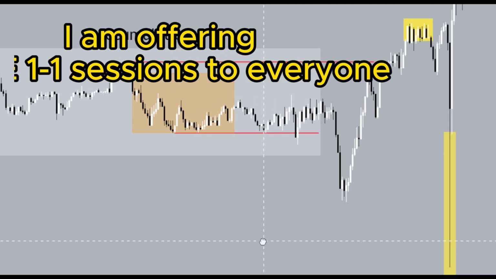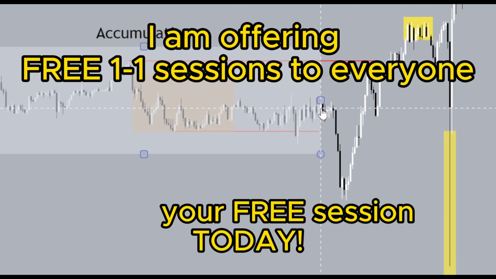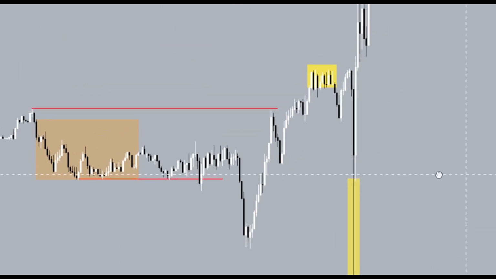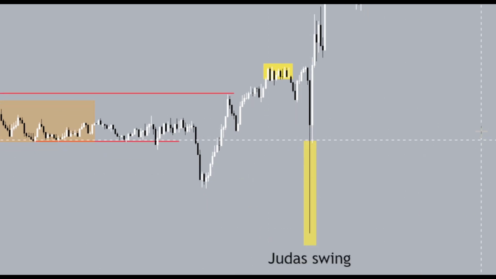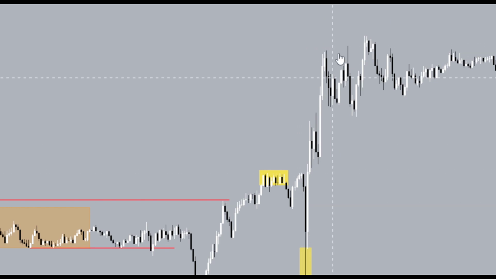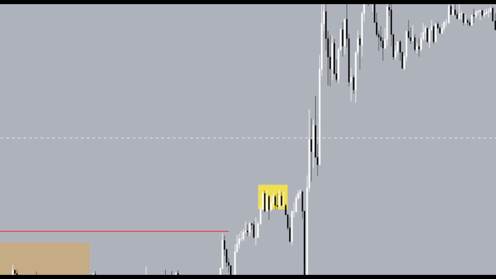So again, we have an accumulation over here, which we know from the Asian range. We have a manipulation over here, which is this PPI news event. And now from here, we have a distribution. We've had a bullish break of structure over here. Now from here, you have to ask yourself, how can you enter this particular trade?